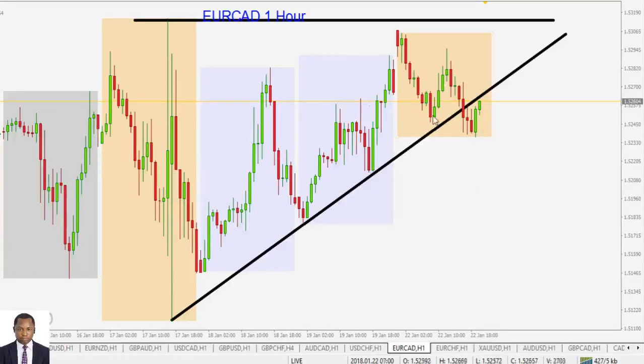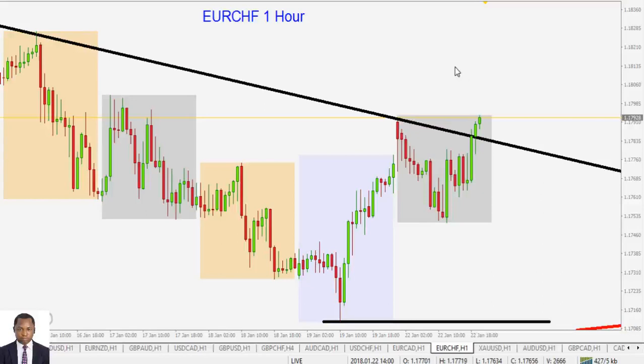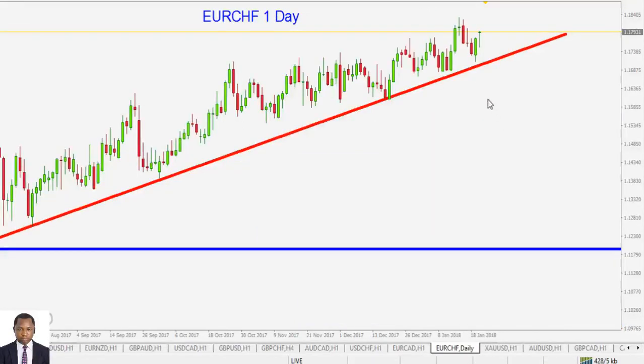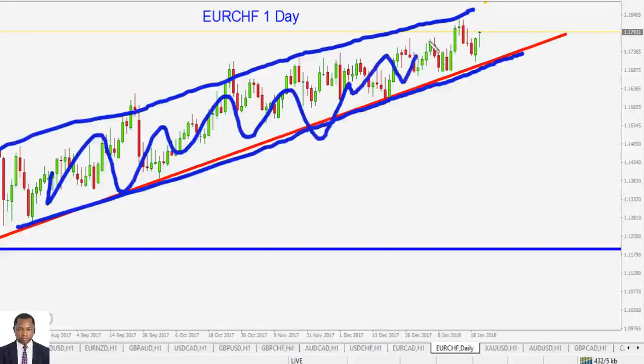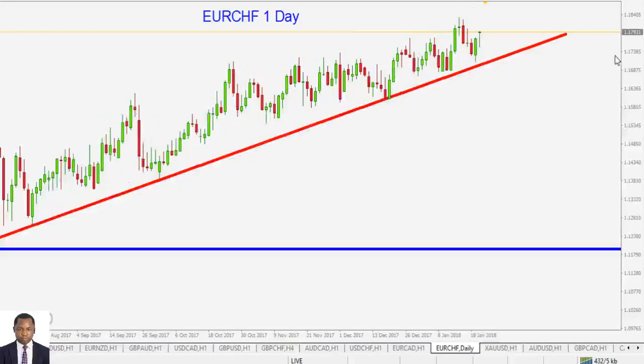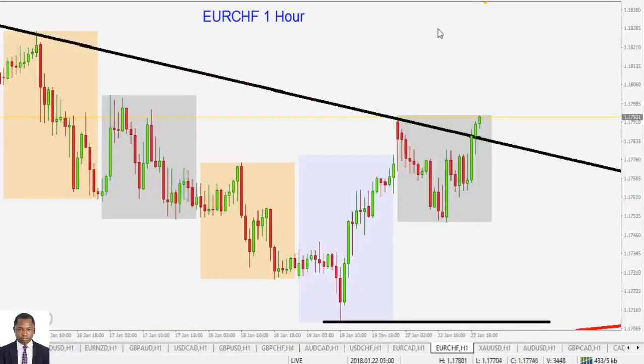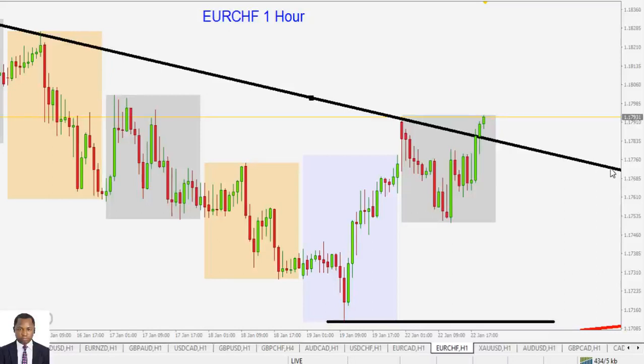The euro against the Swiss franc. Swiss franc is quite weak. Also, thin market volume for some time now. Okay, nothing here.